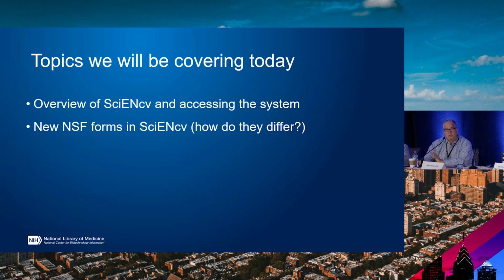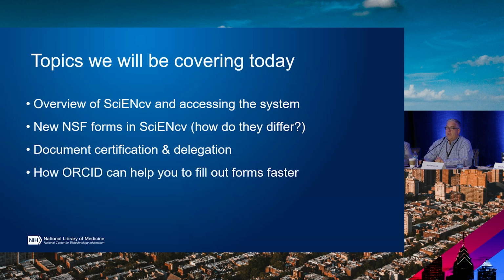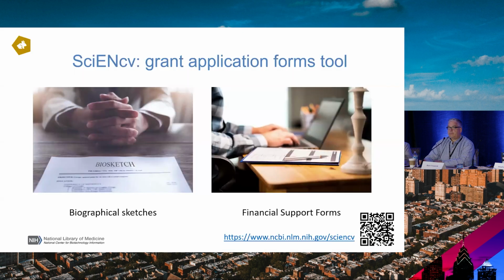So we'll look at what was the difference between those two types of forms that came up. We're going to look at how you certify those documents in SciENcv, how a delegate can help with that process of getting these documents filled out. And finally, we had a question about ORCID. ORCID is integrated with SciENcv, and I'm going to talk about what the advantages are there and how an ORCID account can help you fill these forms out faster and get information into it.